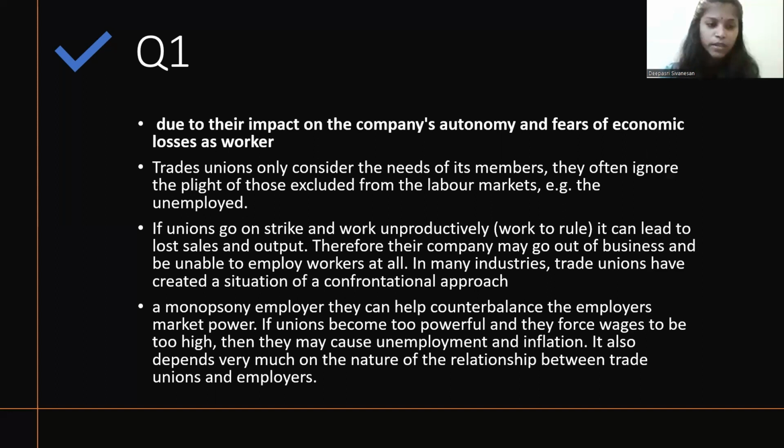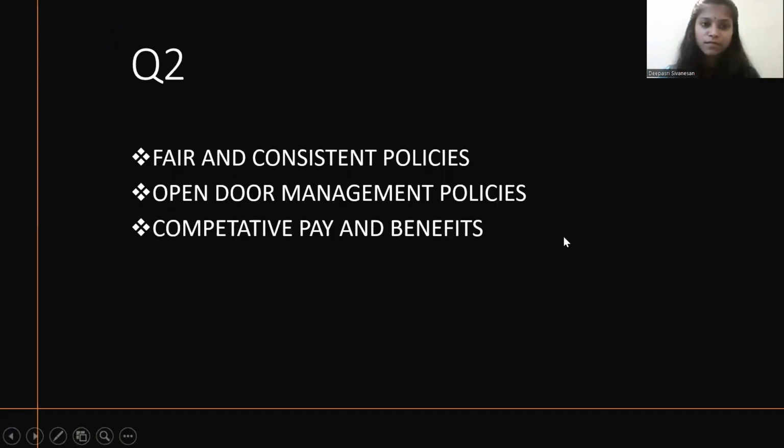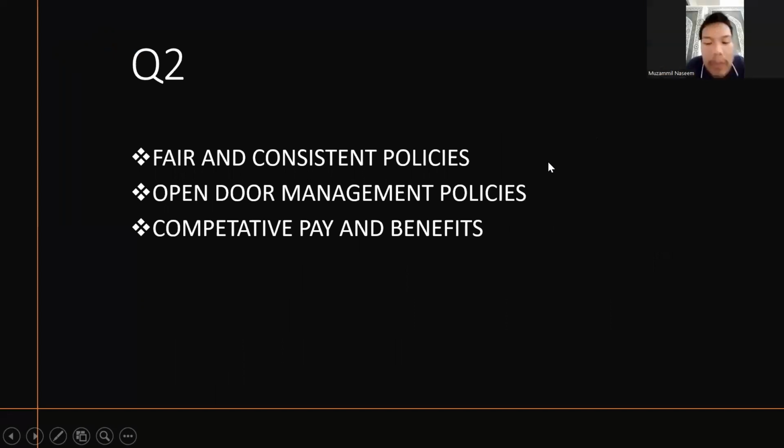So moving on to question 2, which is: what action can be taken by employers to discourage their employees from joining trade unions?